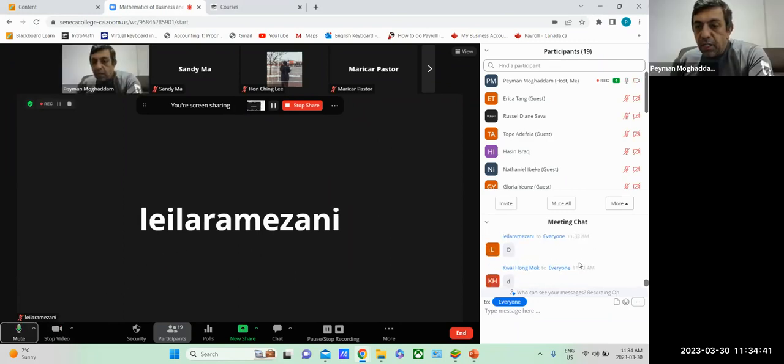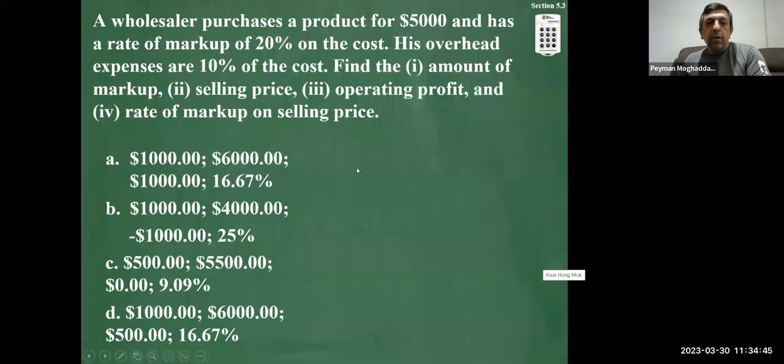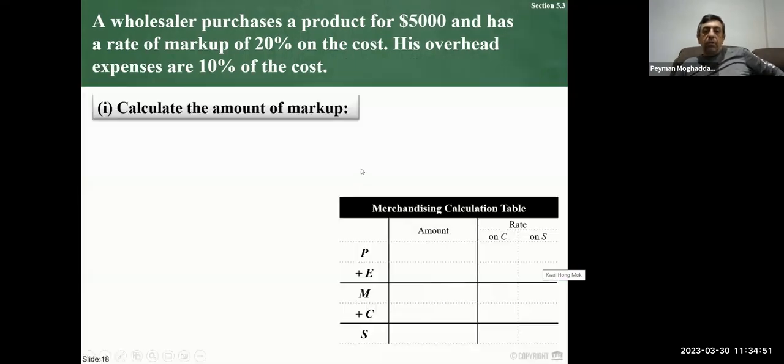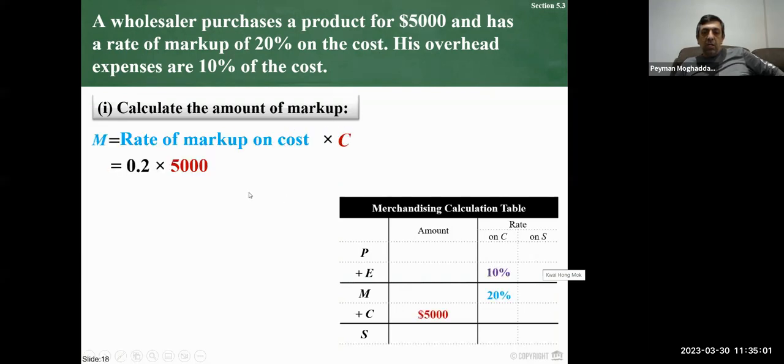All right, you got a lot of D. All right, yeah, D is right. All right, so $5,000 is going to be the cost of the product, right? The markup is 20% of the cost. So 20% of $5,000 is going to be $1,000. So $1,000 is going to be markup, right?